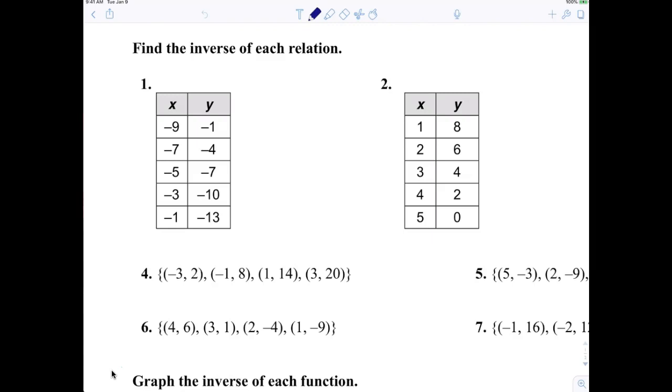So for question number 1, you're just making yourself essentially another table, with x and y, and then you're just switching them. So the x values would be -1, -4, -7, -10, -13. The y values would be -9, -7, -5, -3, and -1. Anybody have an issue with that? Again, very, very easy. Switching x and y.